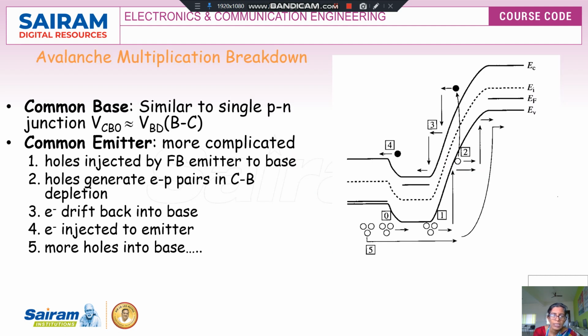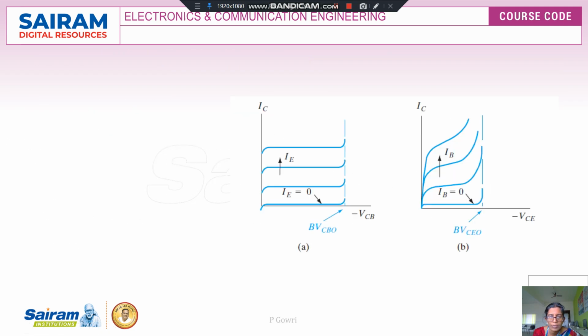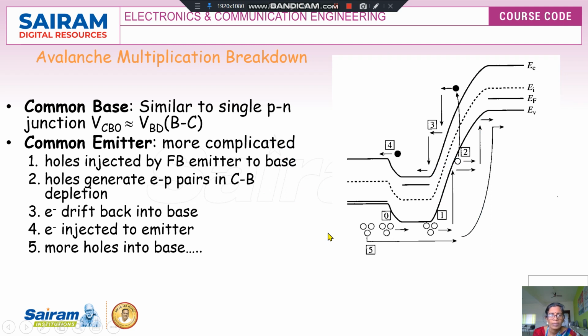So in a common base, it is similar to a single PN junction diode. Our VCBO is almost equal to VCB, that is, the breakdown voltage of the base to collector junction.